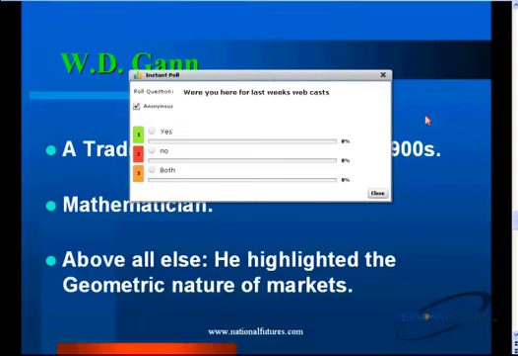Many of you have heard me many times before talk about Gann or other forms of technical analysis. W.D. Gann was a trader on Wall Street in the early 1900s. By far, he was an astute mathematician, and above all else, he highlighted the geometric nature of markets.